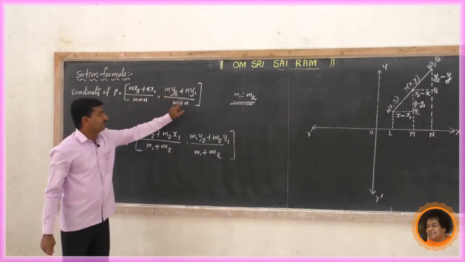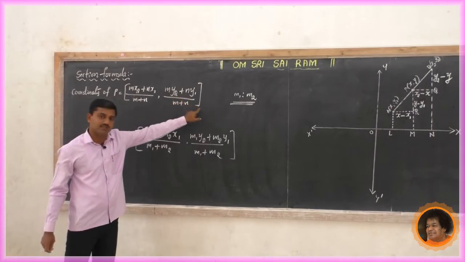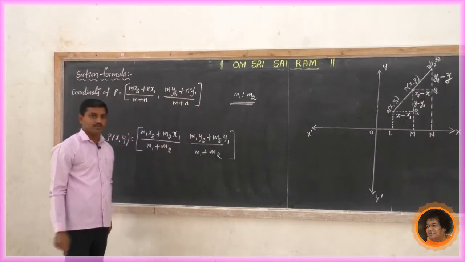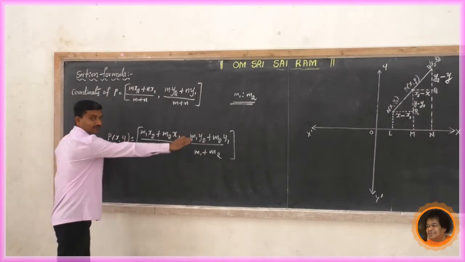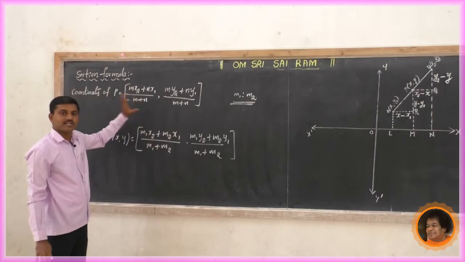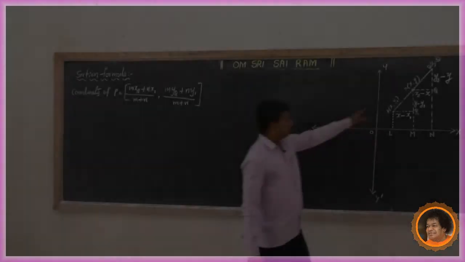So here in the first case the ratio is m is to n. In the second case the ratio is m1 is to m2. But in your textbook the formula is written like this. So this is known as the section formula.